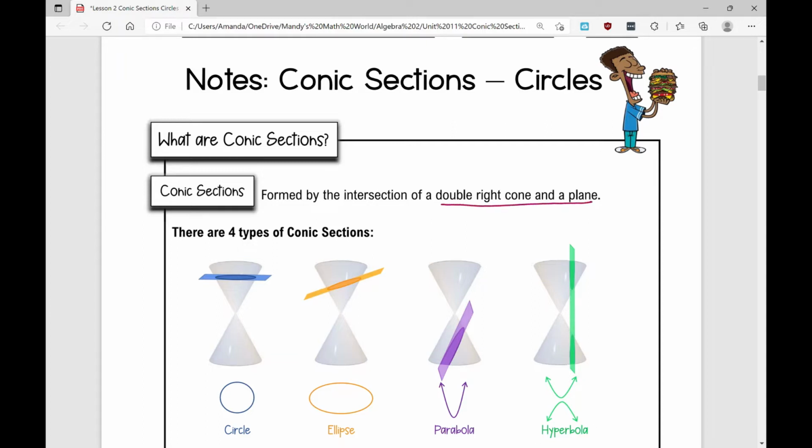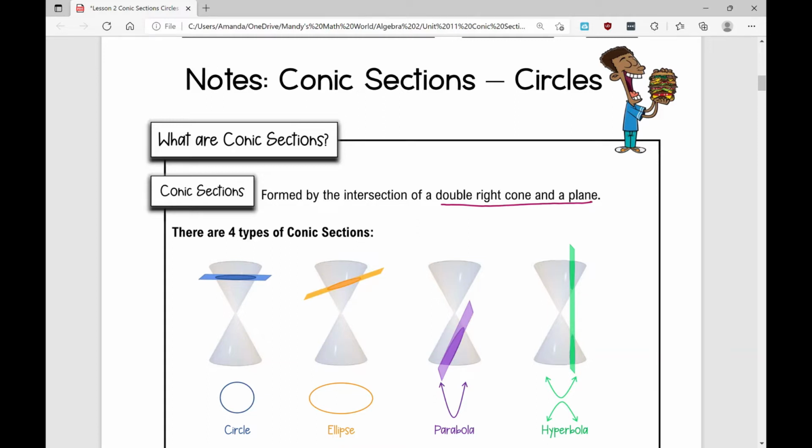As you can see, I have four examples here, and a double right cone is like a cone at its base and then a cone on top of it flipped upside down. That's a double right cone. And as you can see, I have a plane that intersects each one of these at a different angle.